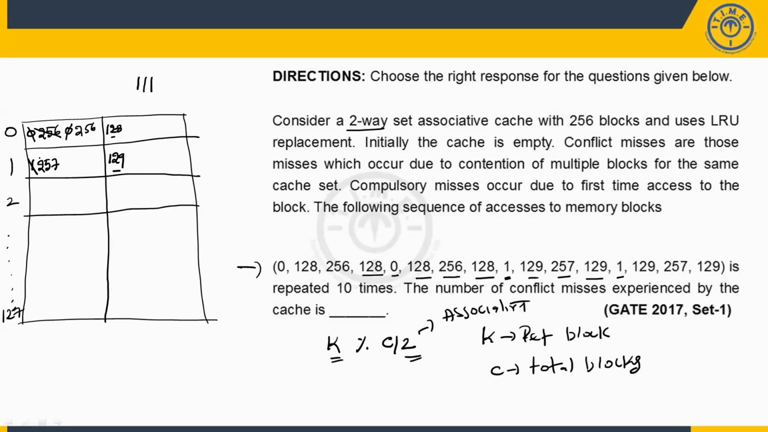Now 1 is going to throw a conflict miss, followed by 129. 129 is a hit, followed by 257. 257 again is going to throw a miss. So that is one more, total 4. 129 is available. So total 4 misses that we're going to get.